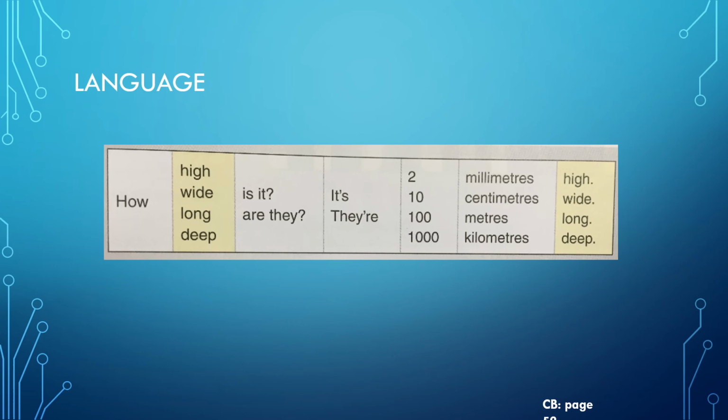It's 2 meters high. It's 10 centimeters wide. They're 100 centimeters long, or they were 100 meters long. They're 1000 kilometers high or deep. So we can add this piece of information to what we learned in the first exercise. Please keep this in mind and get ready for using them in next exercises and in the exam.